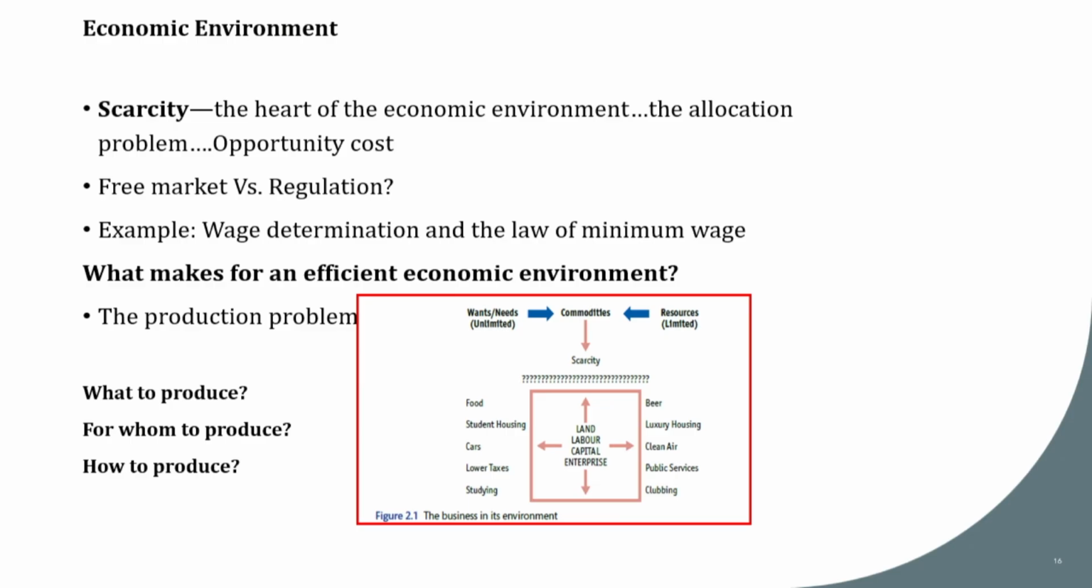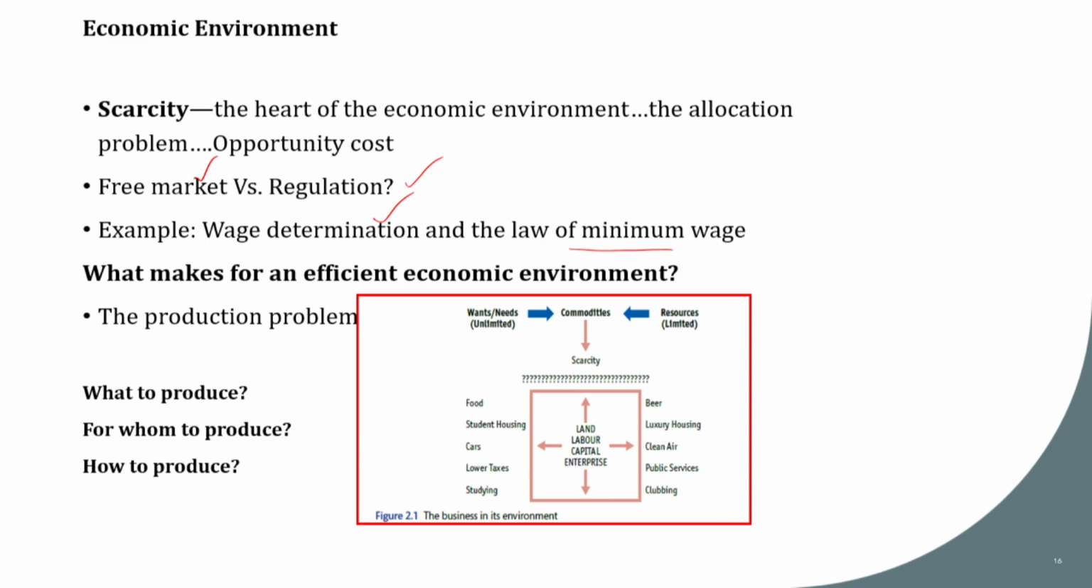When we talk about the economic environment, there are broadly two types. One is called the free market economy, and the other is regulation under government control. For example, wage determination and the law of minimum wage. Wage determination is normally determined by the free market, but when the government comes in to regulate, it comes up with a law of minimum wage. So in the market, what makes for an efficient economic environment?